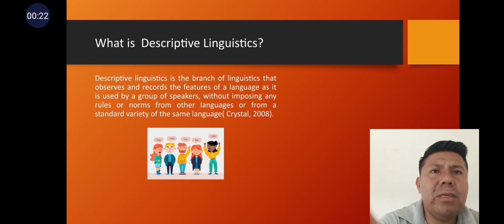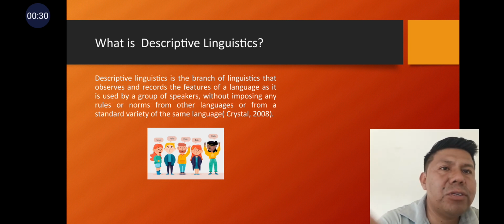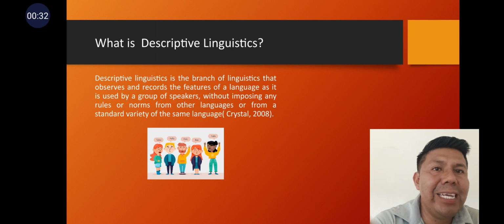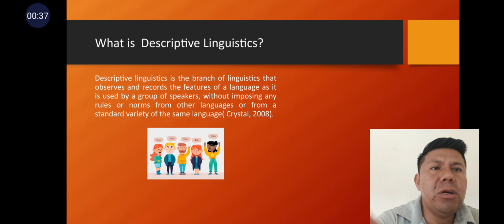Let's first define what is descriptive linguistics. Descriptive linguistics is the branch of linguistics that observes and records the features of a language as it is used by a group of speakers without imposing any rules or norms.